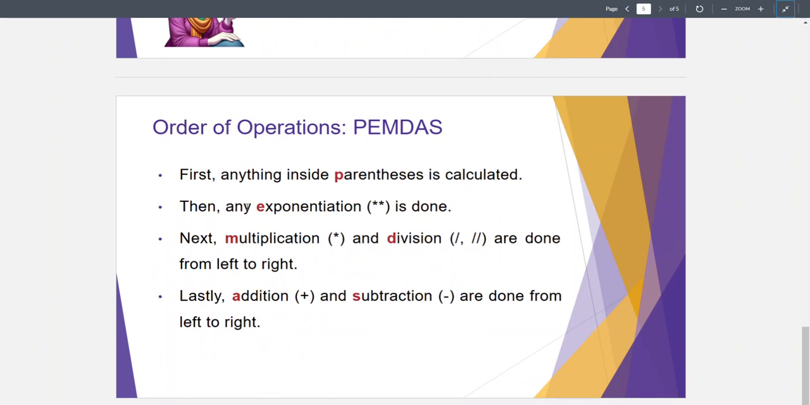The order of operations is PEMDAS. First, anything inside of parentheses, then any exponentiation, then multiplication and division are done from left to right. Then finally, addition and subtraction are done also from left to right. Those orders are important. You can override that using parentheses, which I do frequently because it makes the code easier for me to understand. I'll give you an example of these in the programming video.